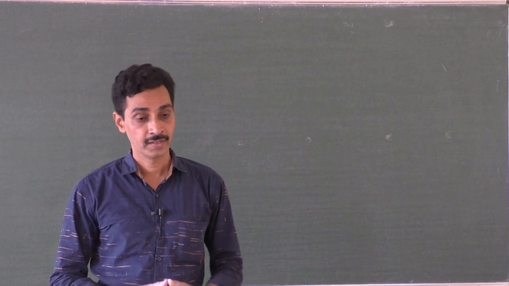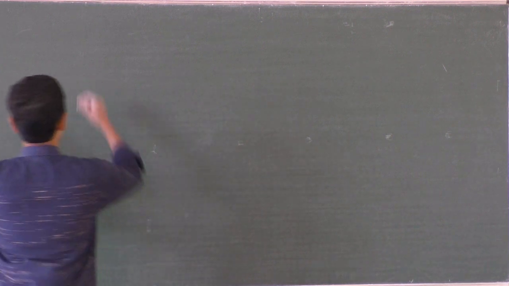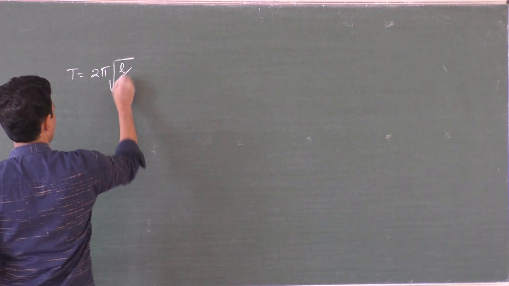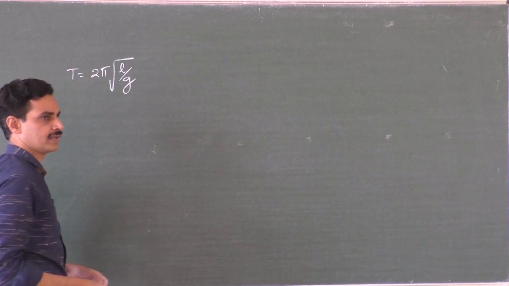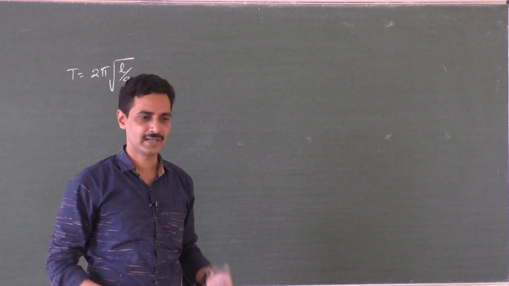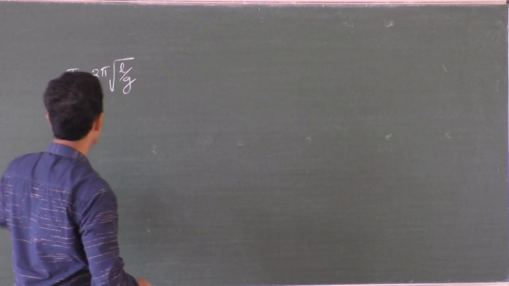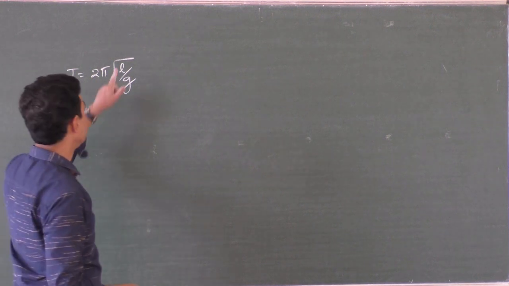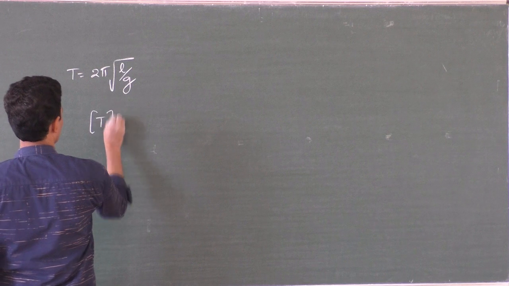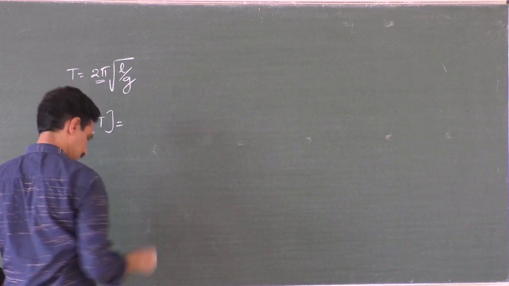One homework I will do: t is equal to 2 pi into square root of L by g, so that the equation follows the principle of homogeneity. So how to do that? That means the left hand side and right hand side terms must have the same dimension. Here t is the time period, L is the length, g is acceleration due to gravity. So putting the dimensions on both sides, 2 pi has no dimension, it is a constant.